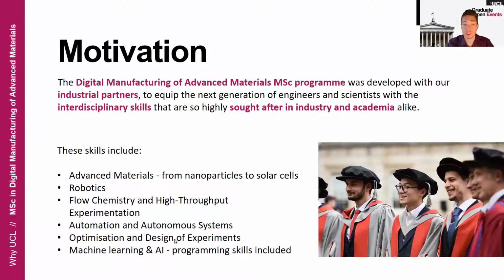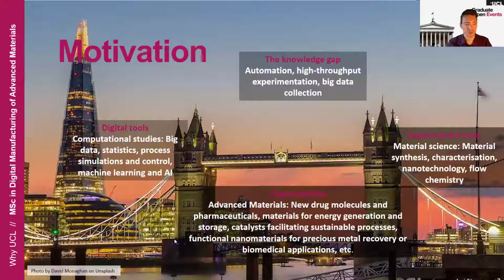And what I mean with these skills, just to give you some examples, is material science, advanced materials, as I just mentioned before, as well as robotics, flow chemistry and high throughput experimentation in general, automation and autonomous systems, optimization, design of experiments, and of course, very much machine learning and artificial intelligence. And in general, combined to this, also some programming skills. So this is what we're aiming to teach you in this MSc program.